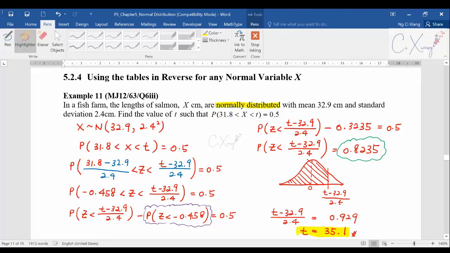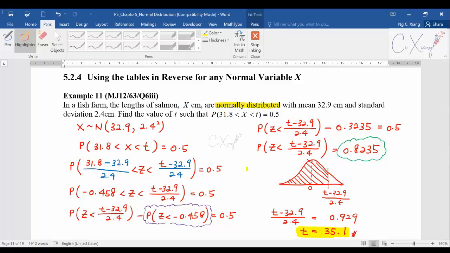So this is how we apply the knowledge that we learned in this video in this kind of application question. You will see that you need to apply all the knowledge that you learned before for normal distribution, like how to find the probability for z between two numbers, how to standardize it first, and then find the probability for z between two numbers, and also the method that you learned in the previous video where you need to apply the table in a reverse way. So it combines everything that you learned before for this example 11.